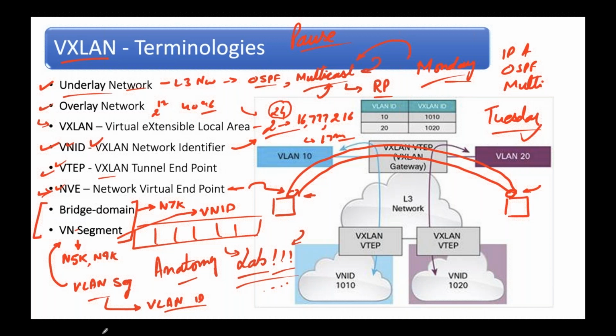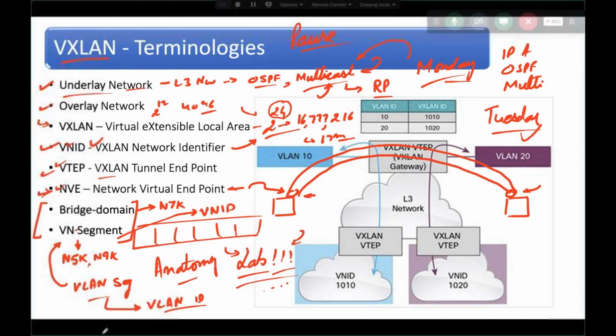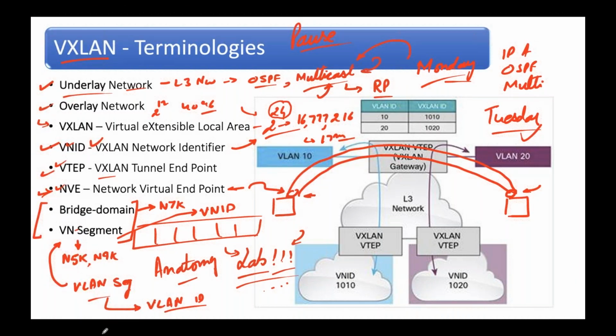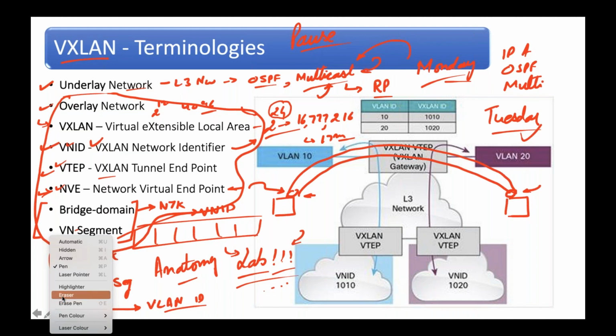No. All the terminologies which I have mentioned over here, starting from overlay network, are with regard to overlay only. Overlay only. Okay, okay. Yes, I really have to make it look neat and clean.